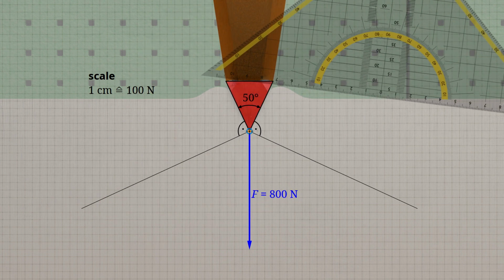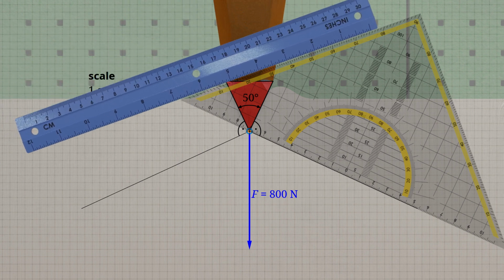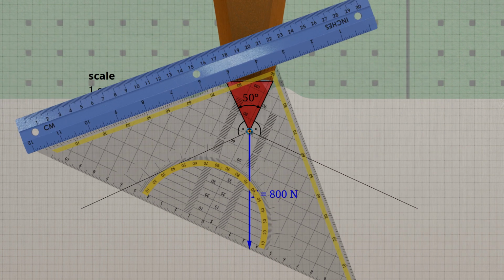We now move both lines of action parallel so that they pass through the endpoint of the drawn force vector. To do this, we place the set square on the line of action of one of the separation forces and then slide it parallel until we reach the endpoint of the drawn force vector. This parallel displacement can be carried out either with the help of a second ruler or by using the parallel guidelines printed on the set square.